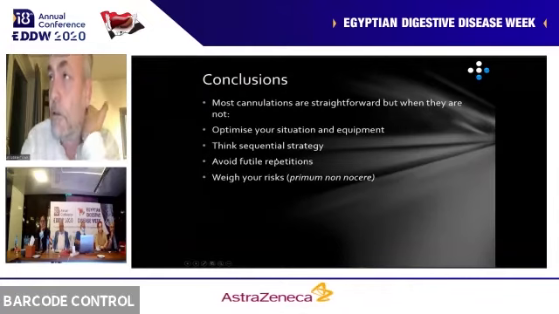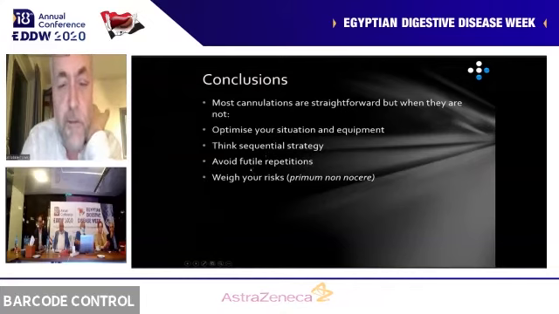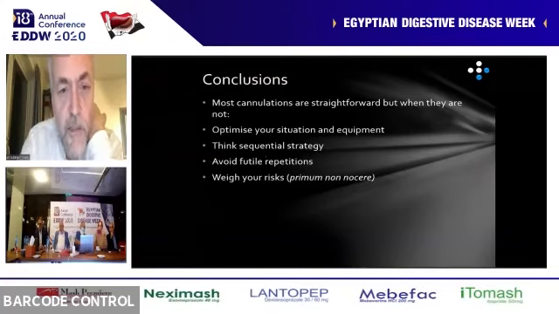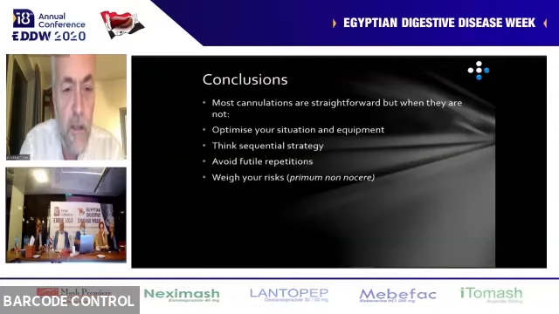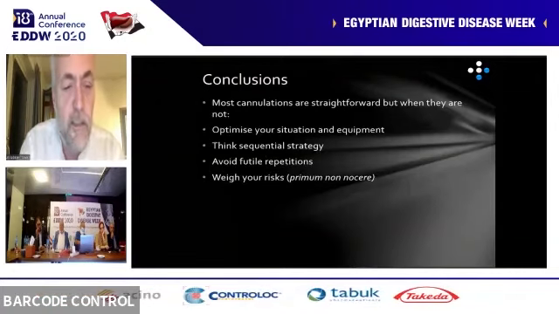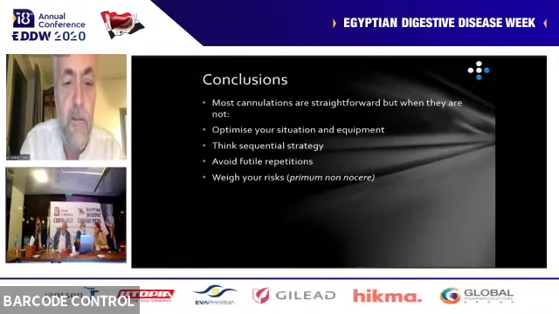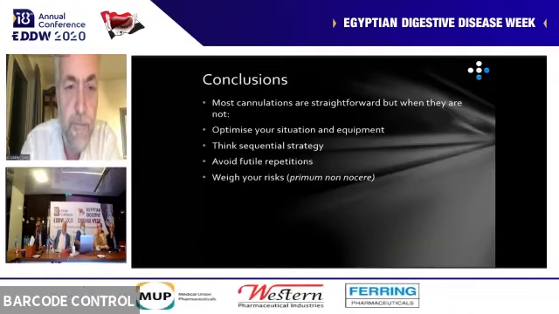So to conclude, most cannulations are straightforward, but if they fail, you should have your lined up plan of what to do if your initial idea doesn't really work. Think sequentially and have your options lined up before you, and avoid trying the same failing technique 50 times because it's likely not to work. And weigh your risks because, as you know, ERCP is a risky procedure, and sometimes stopping and considering the alternatives is a better option. Thank you.